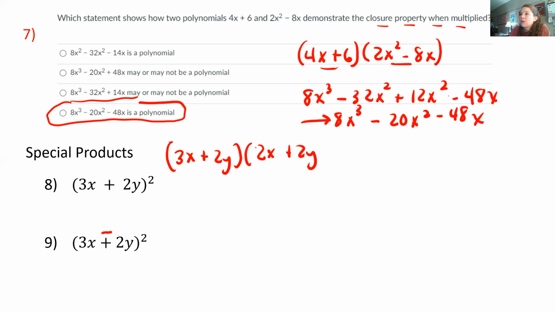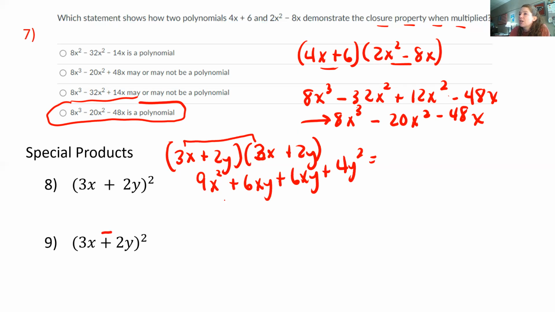Whoops, did I write it wrong? I did write it wrong. All right, so let's do 3x times 3x. You guys do it on your own and then check your answer. And then we have 6xy, 6xy, and then 4y squared. When you combine your two middle terms, you get 9x squared plus 12xy plus 4y squared, okay?